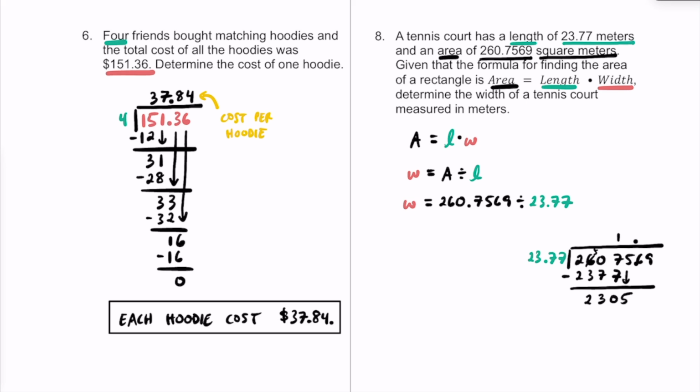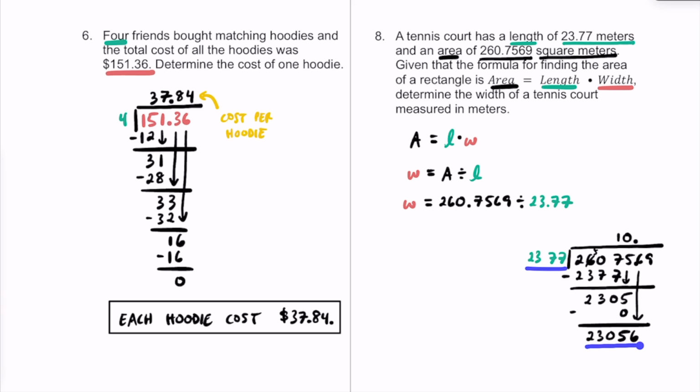Now, will this 2,377, I guess I'm going to get rid of this decimal here since we moved it over. Is this 2,377 going to fit into 2,305? It's a little too big for it. It's not going to fit in a whole number of times. So let's go ahead and put a 0. So 0 times 2377 is 0. If we go ahead and subtract, our remainder is 2305, which is less than 2377. So that's fine.